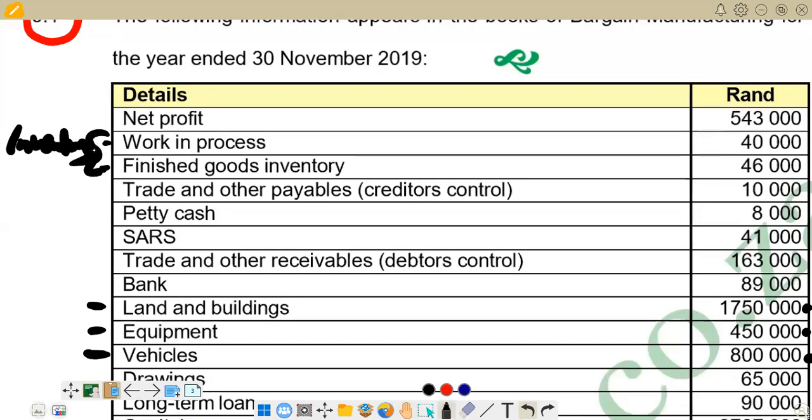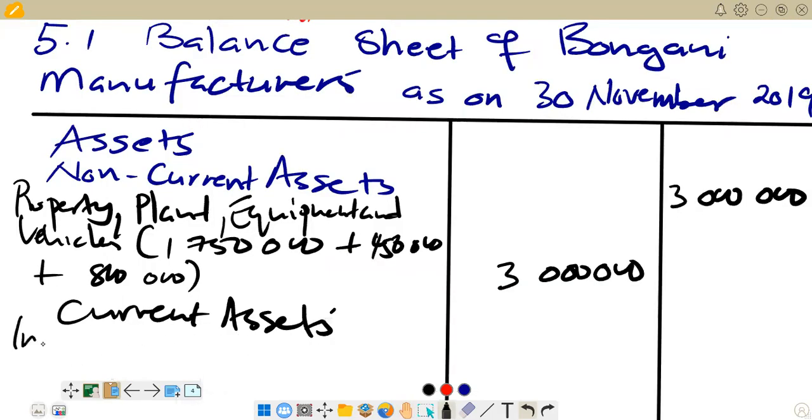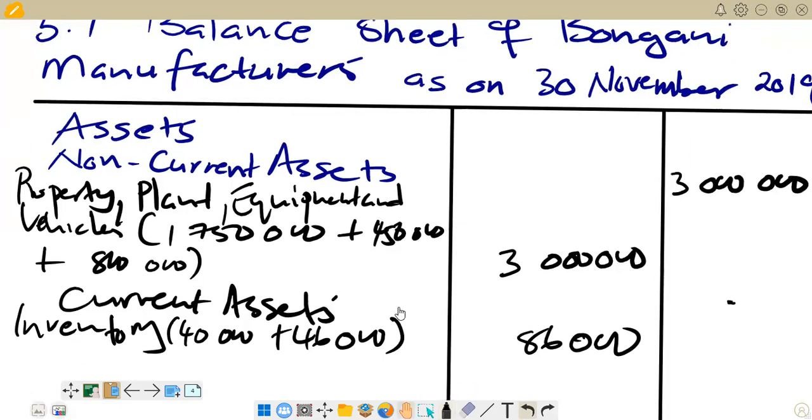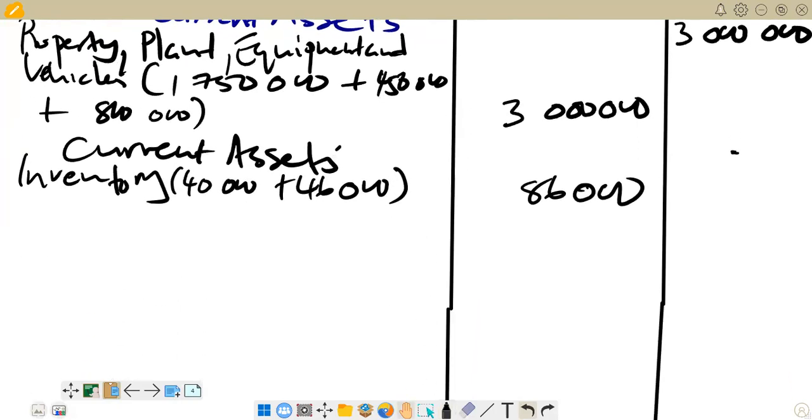I don't put them separately again. Just put as a total 40,000 plus 46,000 as inventory. So we go there and just summarize that. We have got inventory. On inventory, we are adding 40,000 plus 46,000. We add the two, we are supposed to get 86,000. So the total for inventory, we're going to put it here. We're just listing the current assets that we have there. Then the total we put in line with the description that we have for current assets.